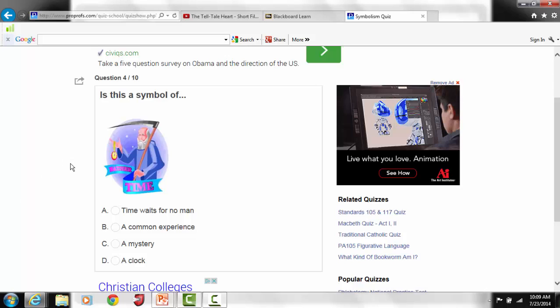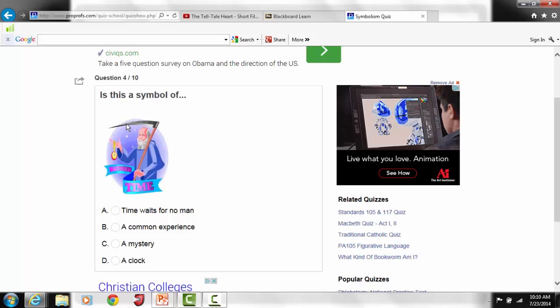Is this a symbol of time waits for no man, a common experience, a mystery, or a clock? So let's look at what the image is. It looks like it says Father Time, and it has an old gentleman holding a clock. And this looks very creepy. I always think of the Grim Reaper holding this.